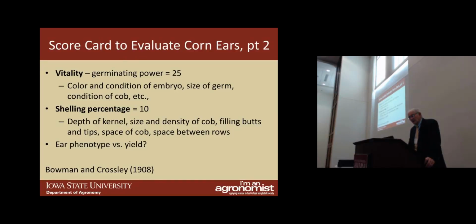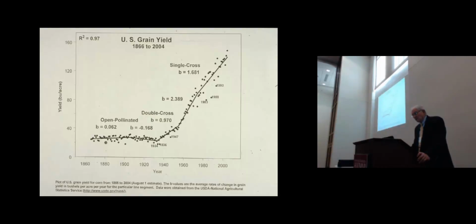So he ended up with a scorecard that was describing what an ear should look like just on phenotype. It was like showing a steer at the county fair, you parade it around, look how pretty, and it appears to the judge, and he says that's number one. Now, maybe it doesn't have the best ribeyes, but it looks good. That particular one there was by Bowman and Crosley.